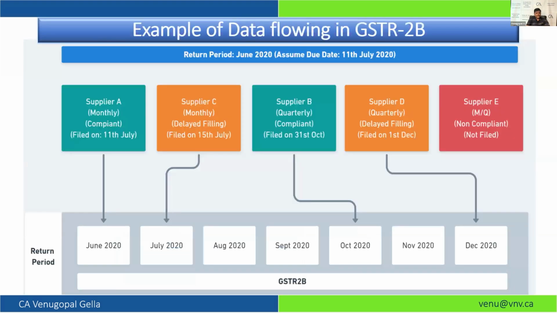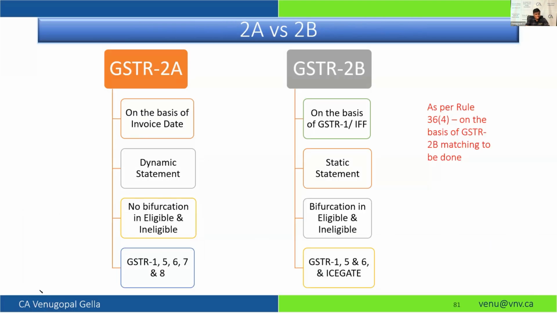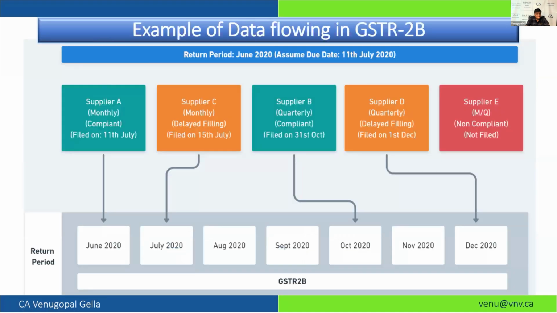So here I would like to add a point. Yeah, maybe just take us to the next slide, Ashika. Yeah. So you can see an example where the return period in which the supplier has filed is below. Let's say June 20 GSTR1. Supplier has filed in June, July, August, September, October, November, December. So the June 20 R1 has been filed in any of those months.